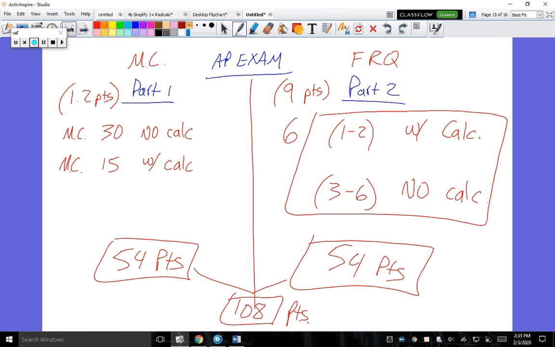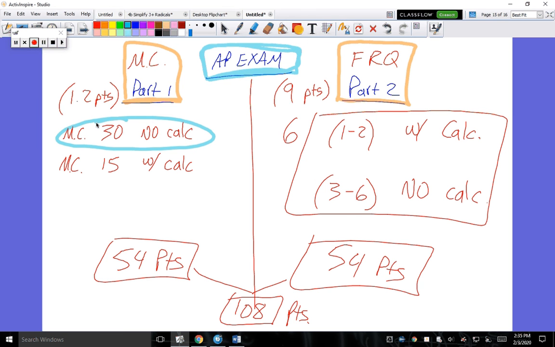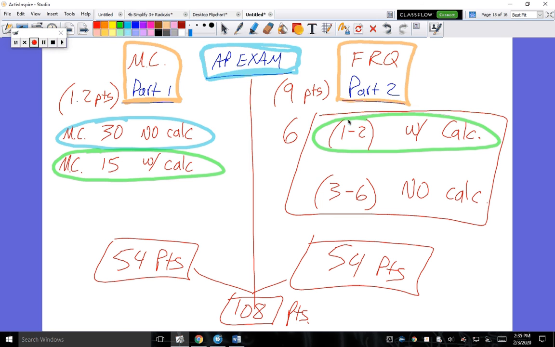So, let's talk about some stuff. AP exam. Okay, so the AP exam has 2 sections. Part 1 is dealing with multiple choice. Part 2 is dealing with free response questions. The first 30 are non-calculator. Then you have 15 that are with calculator. Then you move on, and then you'll have with calculator 2 free response questions, 1 and 2. And then the last 4 are with no calculator, 3, 4, 5, and 6.